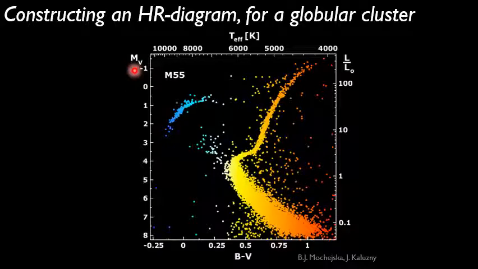It is, but if you take something like a globular cluster like M55, all of these stars are the same distance away. So the apparent magnitude in one band is going to be directly related to your luminosity. Okay, so you can learn something really interesting from these observations.